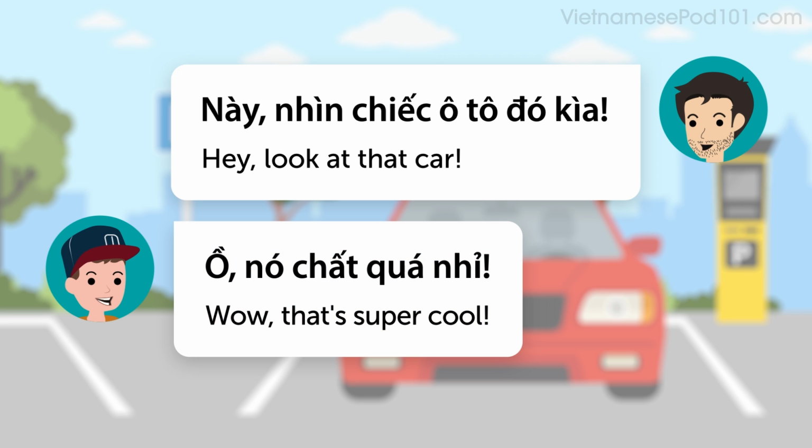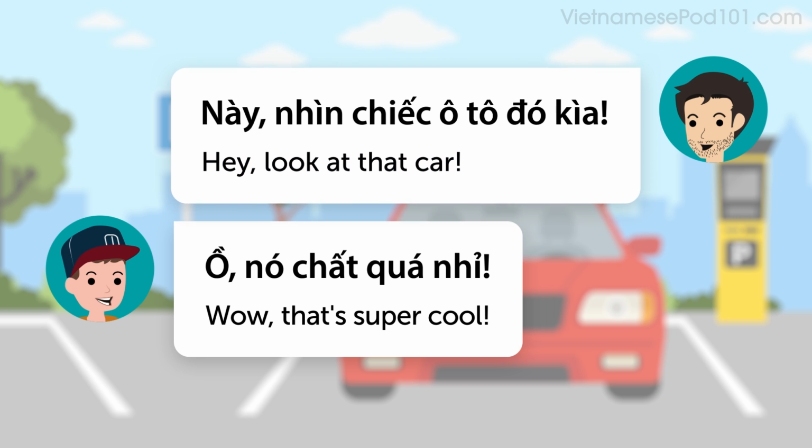First of all, you'll need to learn how to say, Hey, look at that car. That's Này, nhìn chiếc ô tô đó kìa. Listen to it again. Này, nhìn chiếc ô tô đó kìa. This Vietnamese sentence literally translates as, Hey, see that car. But it means, Hey, look at that car.